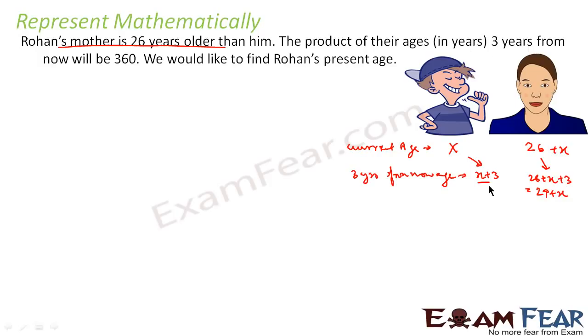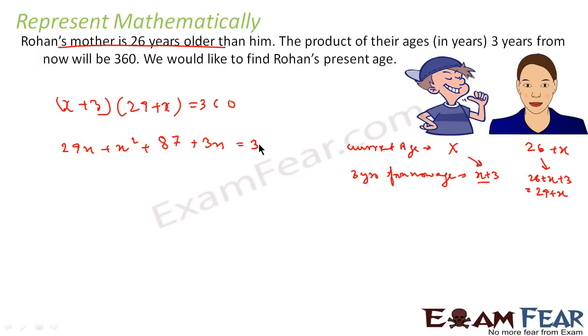The question says the product of their ages after 3 years will be 360. That is, x plus 3 into 29 plus x is equal to 360. So we'll solve this. This becomes 29x plus x square plus 29 into 3, that is 87, plus 3x is equal to 360. Or we can say x square plus 32x minus 273 is equal to 0.